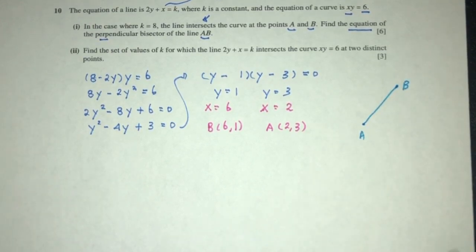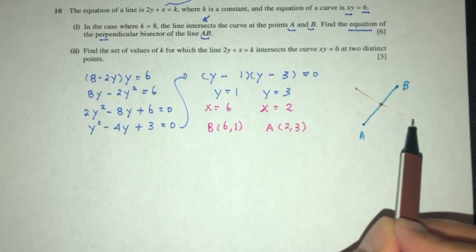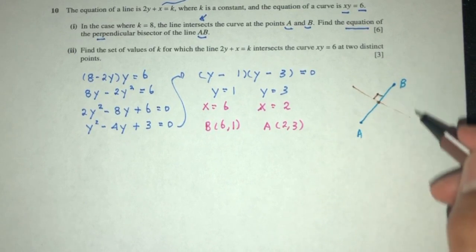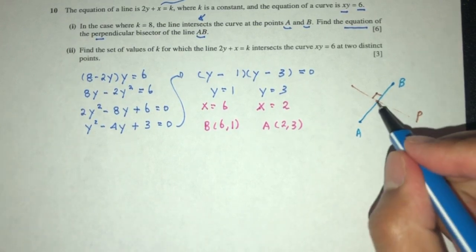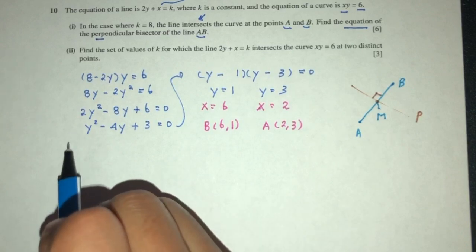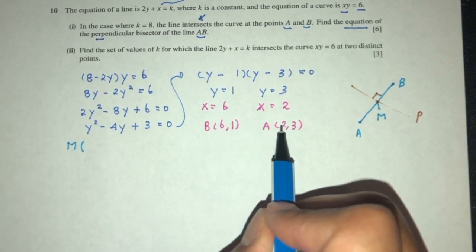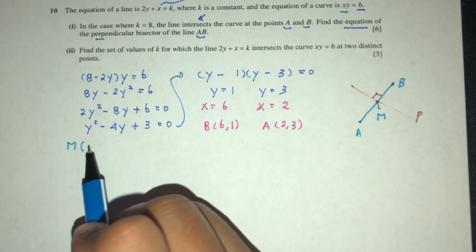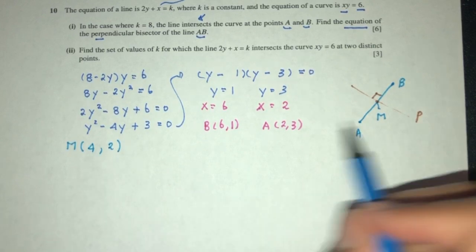Now the perpendicular bisector is a line passing through the midpoint of AB at 90 degrees. So we have to find that equation. But first things first, we can find this midpoint. To find the midpoint, we can use our formula, which is (x1 plus x2) over 2. That will be 6 plus 2, which is 8, divided by 2 is 4. 1 plus 3 is 4, divided by 2 is 2. This is the midpoint M.